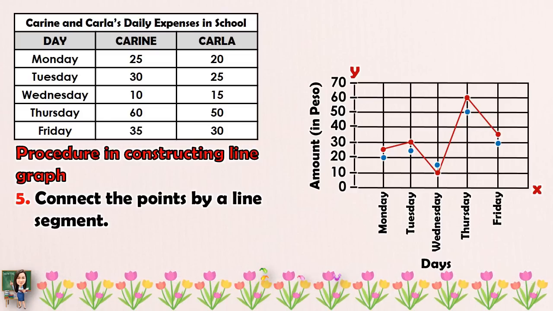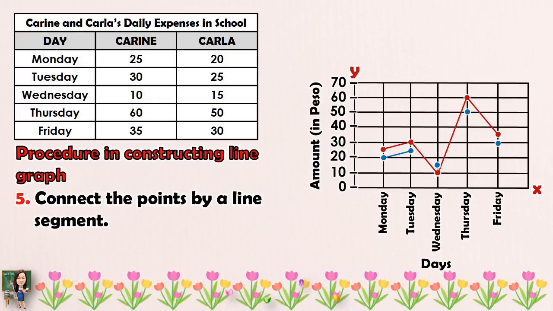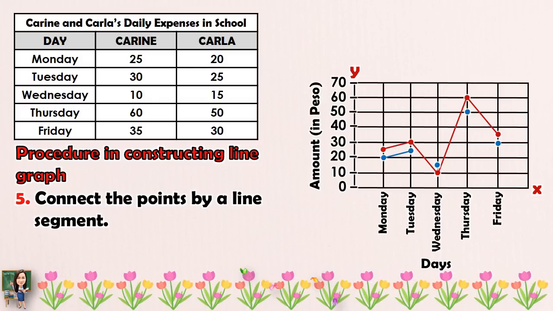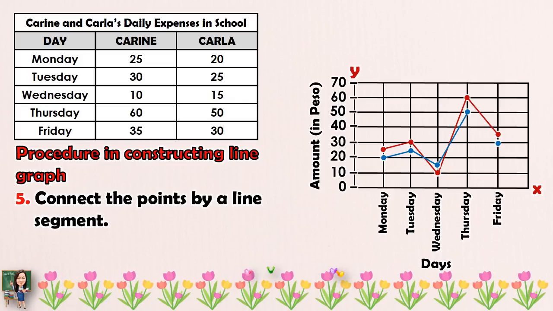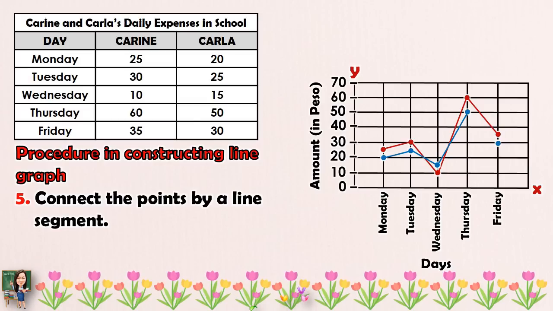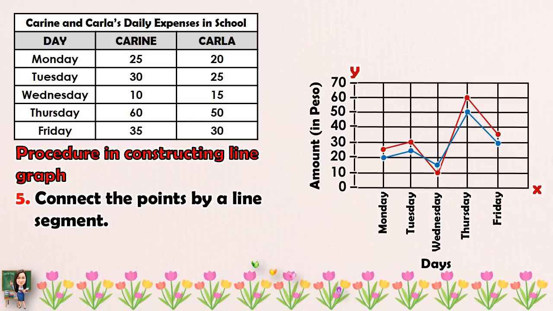Monday to Tuesday, 20 to 25 pesos. Then, Tuesday to Wednesday is 25 pesos to 15 pesos. Then, Wednesday to Thursday is 15 pesos to 50 pesos. Then, Thursday to Friday is 50 pesos to 30 pesos.